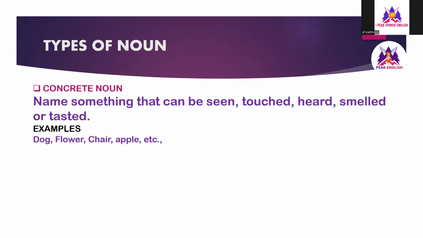Next one is concrete noun. A concrete noun names something that can be seen, touched, heard, smelled, or tasted. Concrete noun means we can see that, we can touch that, we can hear that, we can smell that, or taste. So we give names for those things, called concrete nouns. For example, dog. We can see the dog, and if the dog barks, we can hear the sound. And flower, we can see the flower, touch the flower, and smell the flower, right? So flower is a concrete noun, dog is a concrete noun.